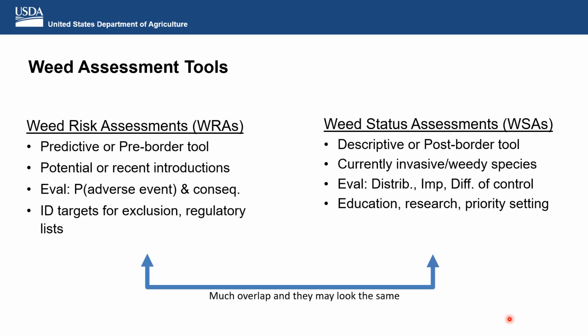There's a lot of overlap between these types of assessments, and they may look a lot alike because they use the same kinds of questions, but it's ultimately how they're designed and how they are used. I think a lot of IPC assessments probably fall under the weed status assessment category, but some of them are probably a little bit more like hybrids of the two. And of course, there are other kinds of tools out there that don't quite neatly fit these two.